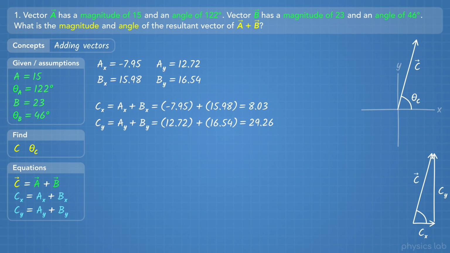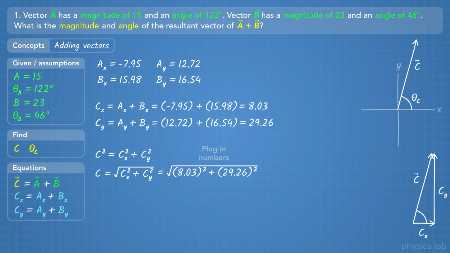Now that we have the components of vector c, we can find its magnitude and angle. We use the Pythagorean theorem to find the magnitude. If we rearrange that, then c equals the square root of cx squared plus cy squared. We plug in 8.03 for cx and 29.26 for cy, and we get 30.3 for the magnitude of vector c.